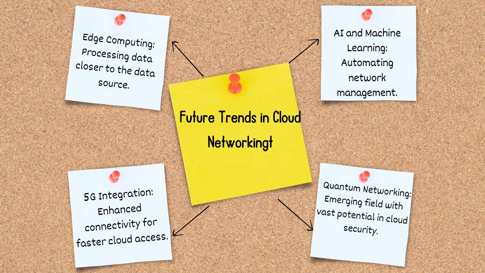Now we will see what the future trends in cloud networking are. First is edge computing. What is edge computing? It is a type of computing where data is processed closer to the data source. There is not much difference between this computing technique and the data centers. Then AI and machine learning, for automated network management. Next is quantum networking, an emerging field with vast potential in cloud security. And the last one is 5G integration, which enhances connectivity for faster cloud access.